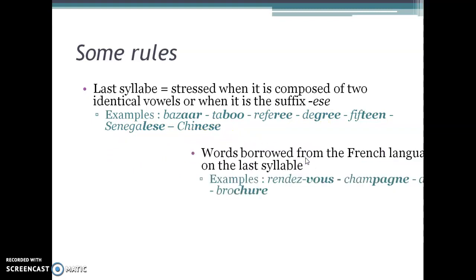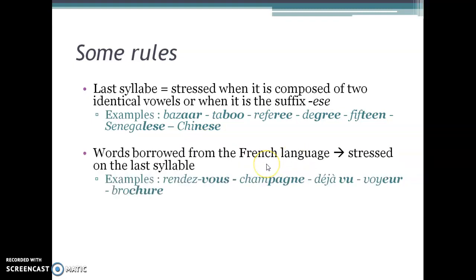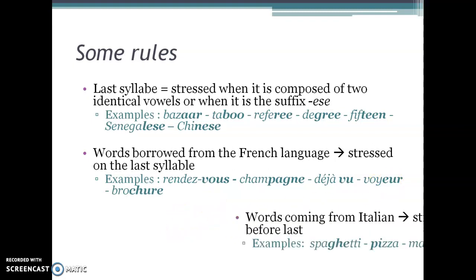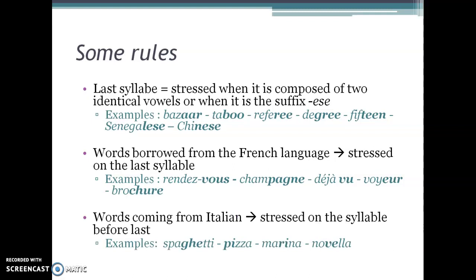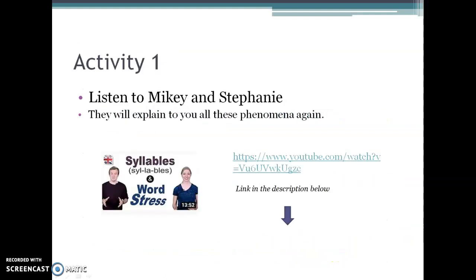Another rule is that words borrowed from the French language are stressed on the last syllable. Oh, how surprising this is. Remember what we said earlier. So: rendezvous, champagne, déjà vu, voyeur, brochure. And for words coming from Italian, they're stressed on the syllable before last, spaghetti. You take the last syllable and the syllable just before: spaghetti, pizza, marina, novella.